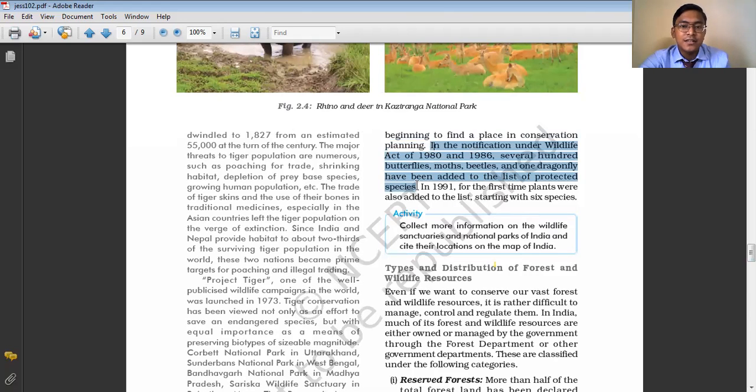So in 1980 and 1986, the butterflies, the moths, the beetles also have been added to the list of protected species, so that these species of insects can be given protection, and a sizable number of them can be maintained. Because they also help the environment, they also help human beings, directly and indirectly actually. So this is about the various conservation strategies which have been undertaken by the government of India to protect the forest and wildlife resources of our country.